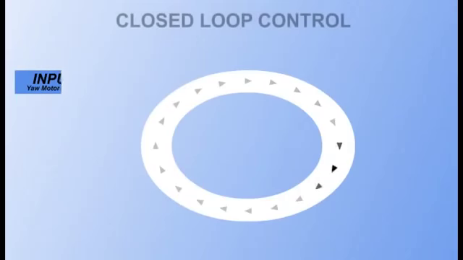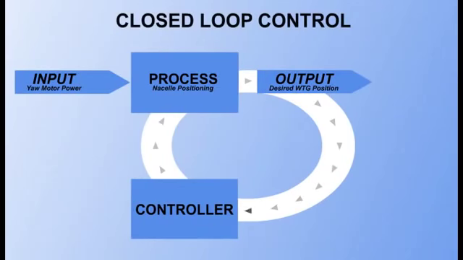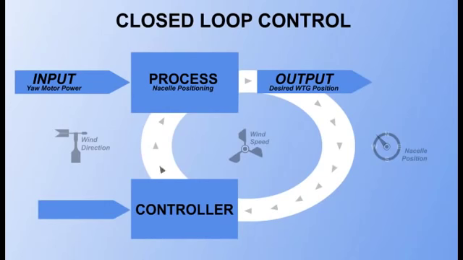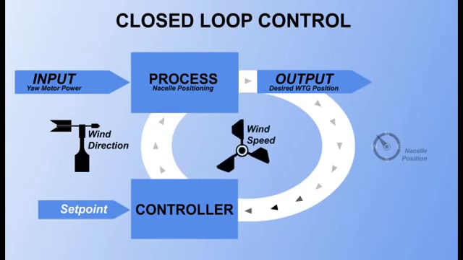Let's look at the parts of a wind turbine's closed-loop control system. A closed-loop control system measures variables that affect system performance and compares those measurements to the desired performance, which is called the set point. A turbine's yaw system control measures wind direction, wind speed, and the current position of the turbine. Measurements of these variables are made using sensors.